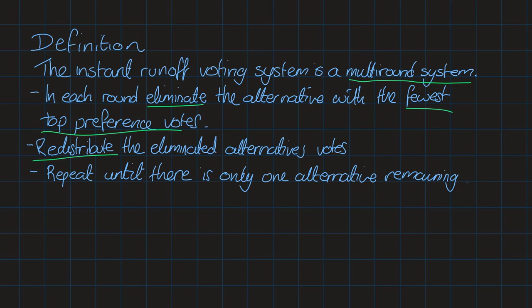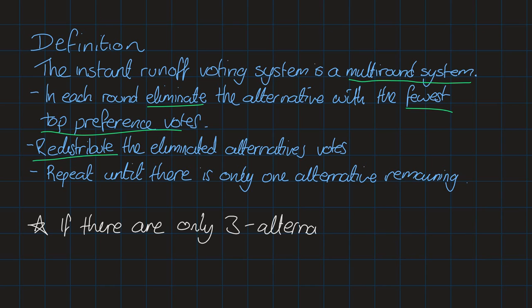This is very similar to the two-round runoff system, right? In the two-round runoff voting system, you eliminate everyone apart from the top two alternatives. In this voting system, you eliminate only the bottom alternative. One thing to notice is if there are only three alternatives, then the instant runoff is actually equal to the two-round runoff.